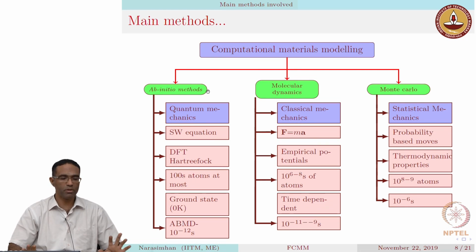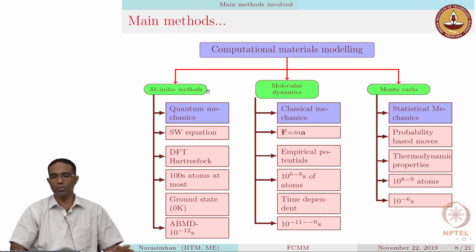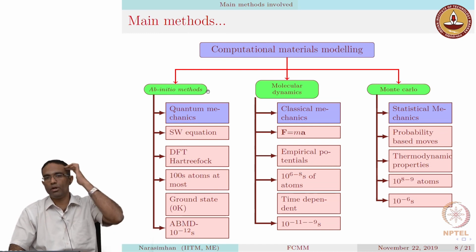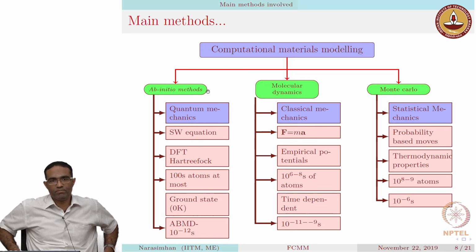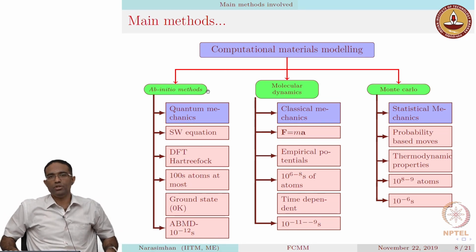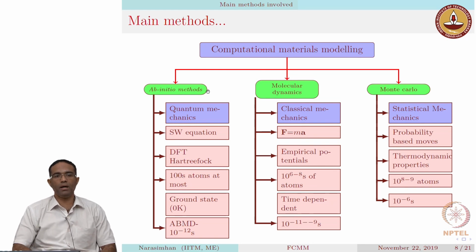Since the number of degrees of freedom is a little bit more, it can be handled a little bit better than what ab initio handles. So about 10 power minus 11 to 10 power minus 9 seconds can usually be captured using molecular dynamics simulations. That's close to a nanosecond, which is still on the higher end. Typically, the time scales are on the order of a few hundred picoseconds for molecular dynamics simulations.